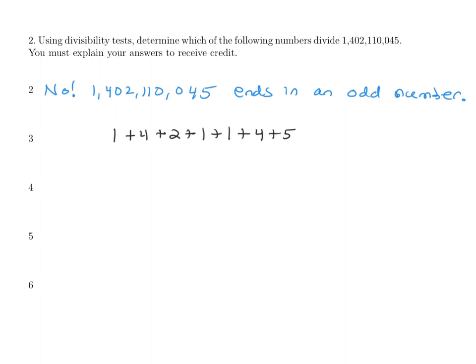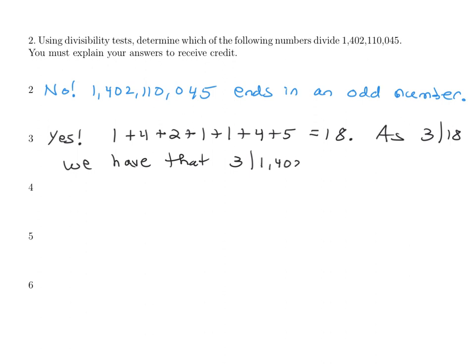This is the sum of the digits in this number. If you look at this sum, this adds to 18. And 3 divides 18. Since 3 divides the sum of the digits, it divides the number itself. So for this one, the answer is yes. As 3 divides 18, we have that 3 also divides the entire number, which was 1,402,110,045.